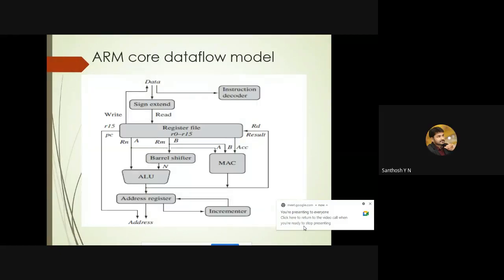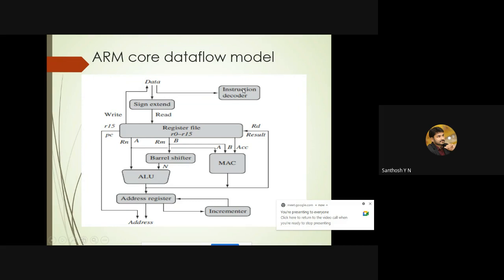So in today's class, we'll be understanding about the ARM core data flow model. As we have already discussed in the previous video what is meant by an ARM processor, now we'll be discussing a data flow model. If you observe here, the data that you give to the ARM processor first has to be decoded. That is done by the instruction decoder.